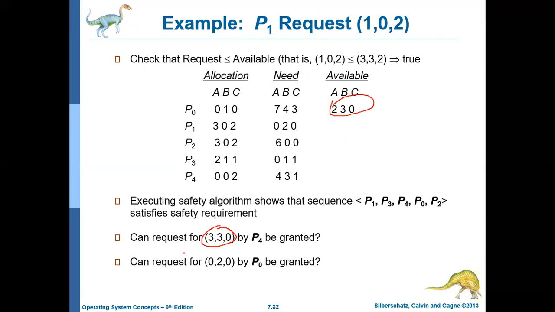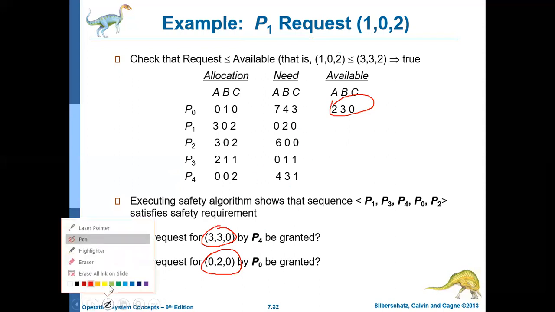Okay. Can the request 020 by P0 be granted or not? If P0 requests 020, 020 is less than available. Yes, so it can be granted provided there is a safe sequence. The operating system should pretend as if it is granted, and then check whether there is a safe sequence or not. You can check and tell whether there will be a safe sequence or not. I guess there will be a safe sequence for this, right?